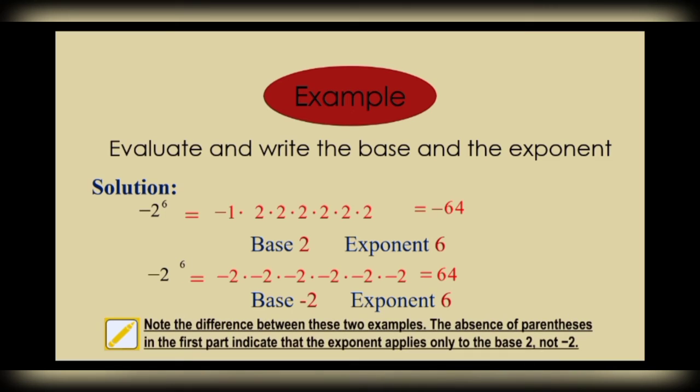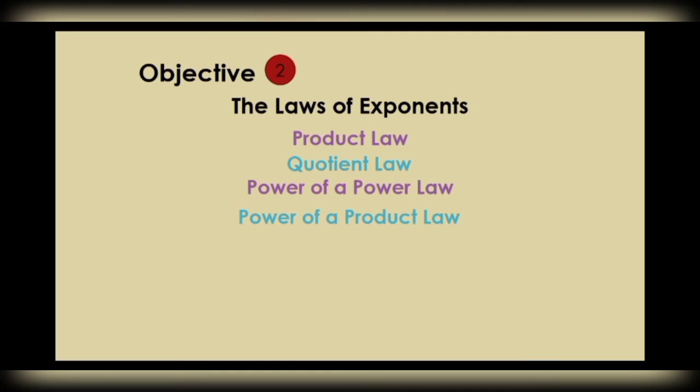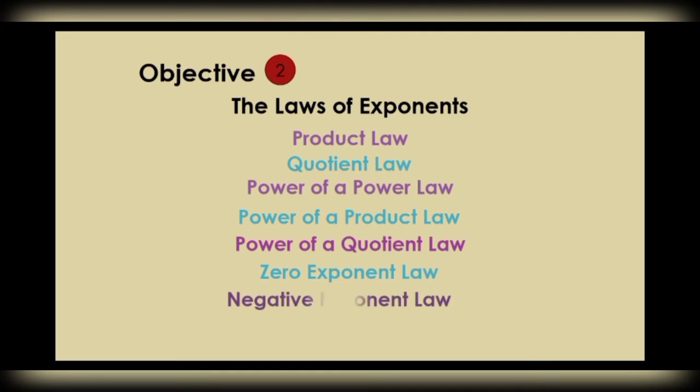Note the difference between these two examples. The absence of parentheses in the first part indicates that the exponent applies only to the base 2, not minus 2. Objective number 2, which is the main part of the video, the laws of exponents. There are 7 laws of exponents: Product Law, Quotient Law, Power of a Power Law, Power of a Product Law, Power of a Quotient Law, Zero Exponent Law, and the Negative Exponent Law. Now we will discuss them one by one.